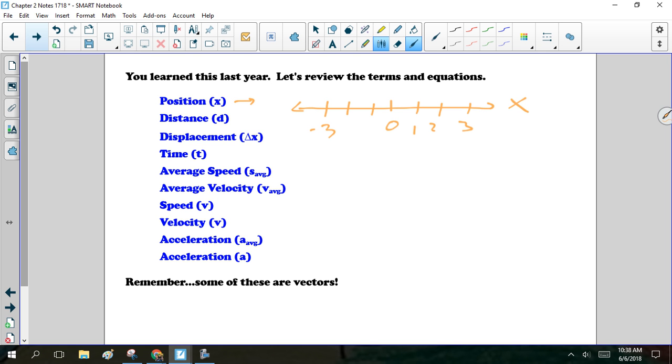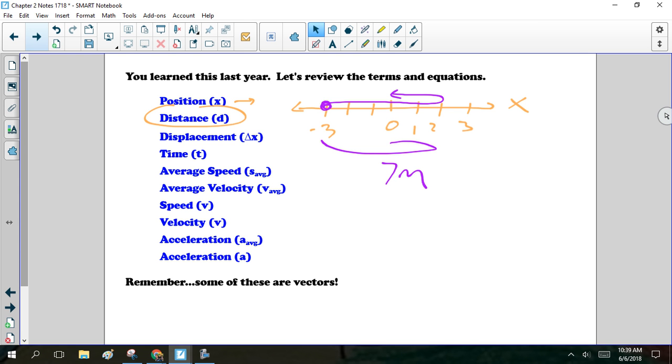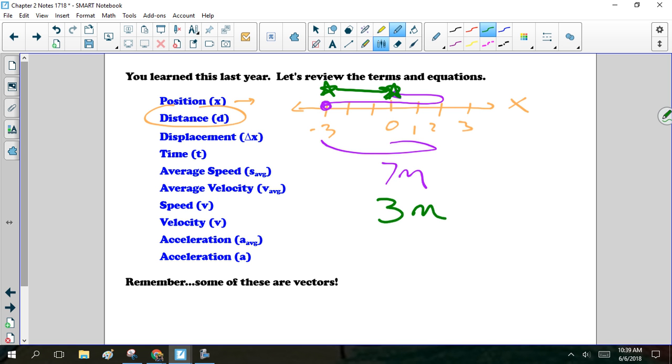All right. Distance is how far the object actually travels. So if the object starts here at -3 and then goes to 2 and then back to 0, then the distance would be 5 plus 2, so the distance would be 7 meters there. All right. Displacement is how far your object ends from the starting point. So in that little example I just scribbled on the board, we began at a position of -3, ended at a position of 0, so my displacement there would be +3 meters. Okay? Time is obviously the amount of time that it takes for the change to occur.